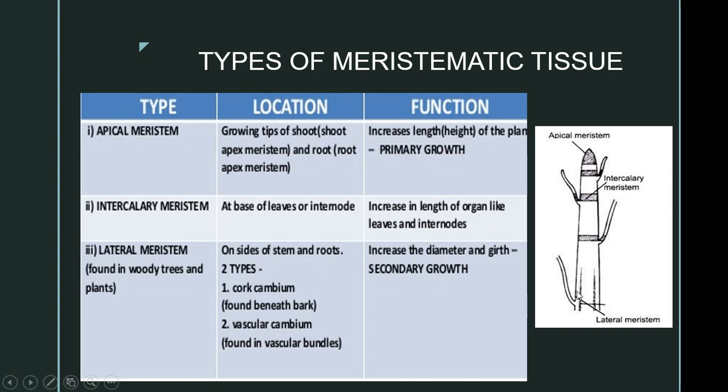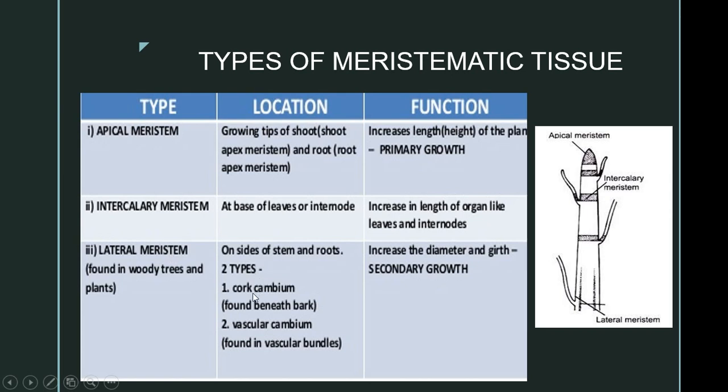This is the side of the stem and root. This is the position of the lateral meristem. So it helps to increase the girth, that is, the width of the plant. As a plant grows, it starts to increase in its width, and this increase in width is brought about by the secondary growth which is provided by the lateral meristem.